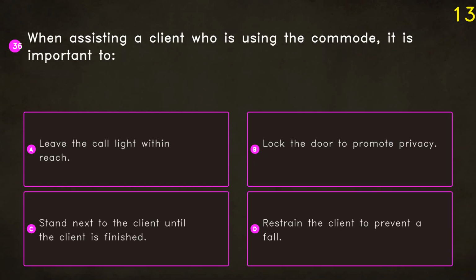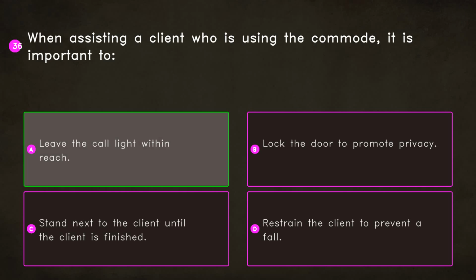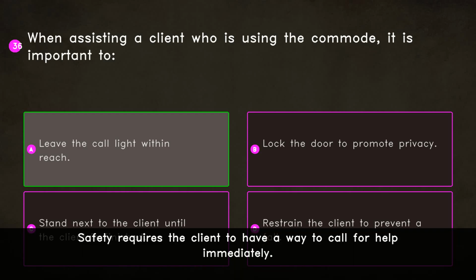Question 36. When assisting a client who is using the commode, it is important to A. leave the call light within reach. B. lock the door to promote privacy. C. stand next to the client until the client is finished. D. restrain the client to prevent a fall. The correct answer is leave the call light within reach. Safety requires the client to have a way to call for help immediately.